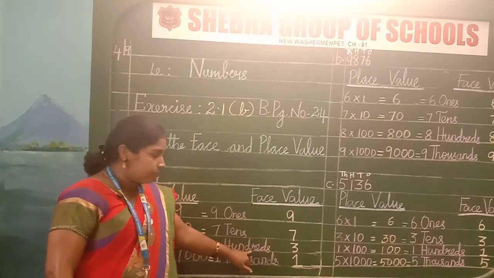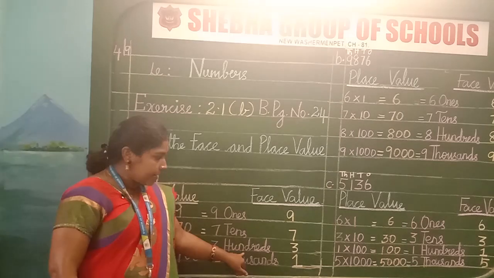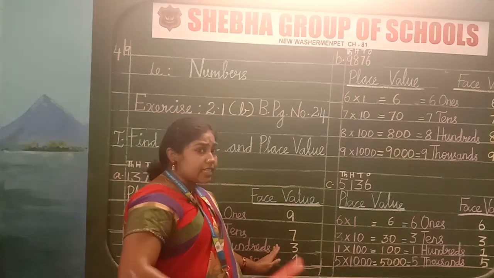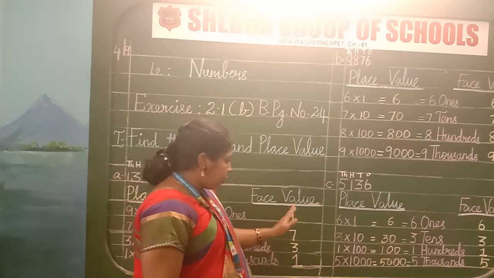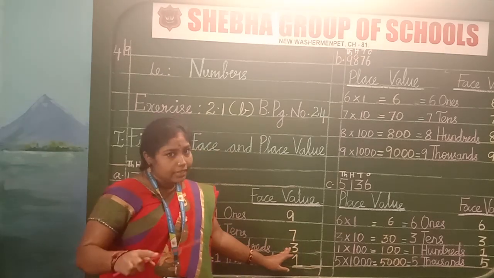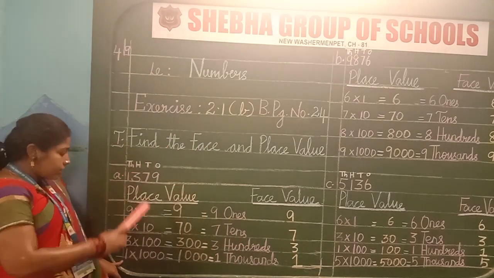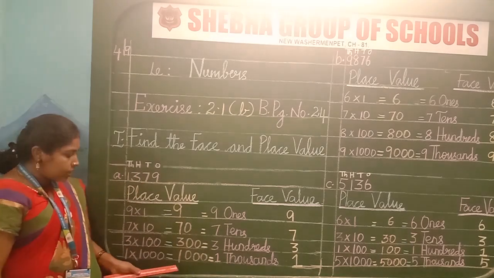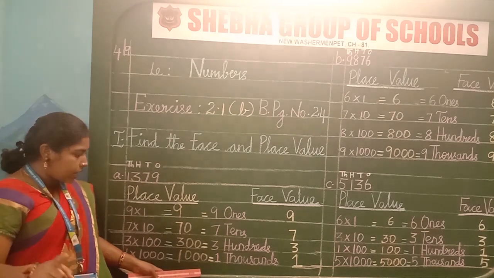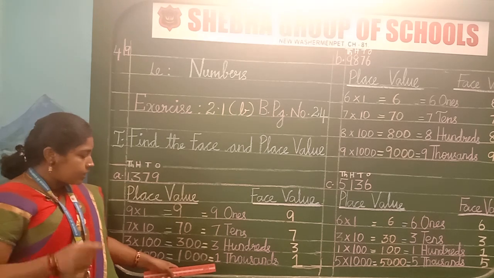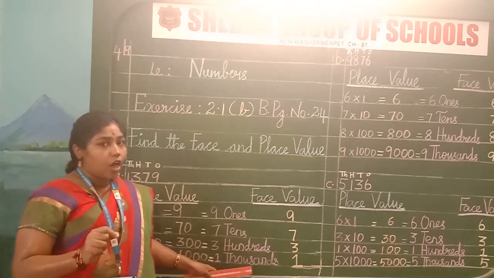We can write in words as 3 hundreds and give sufficient space after the margin. Continue with face value as 3. Now we are going to write the thousands. So 1 into 1000 equals 1000. We can write in words as 1 thousand.